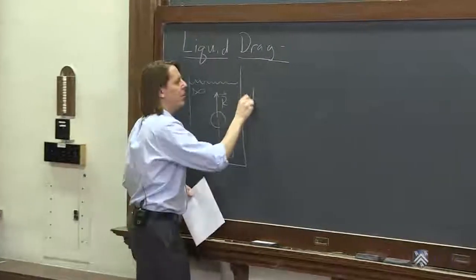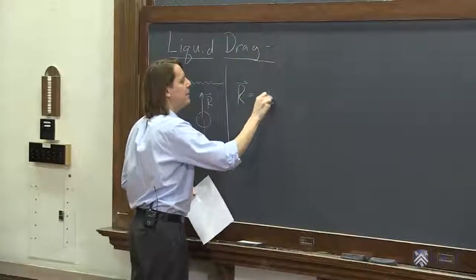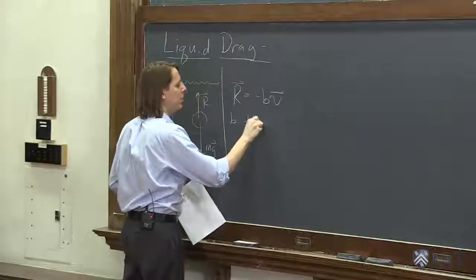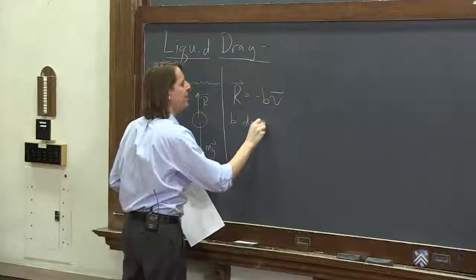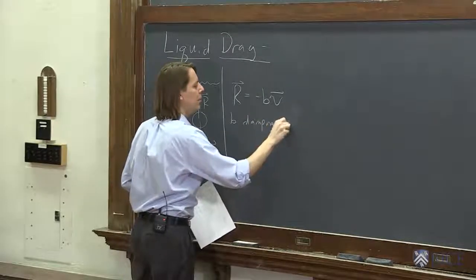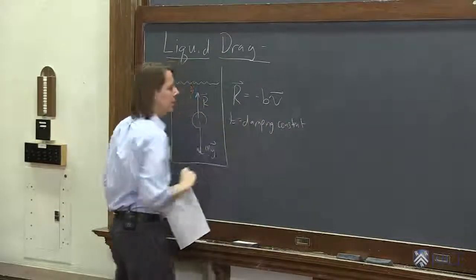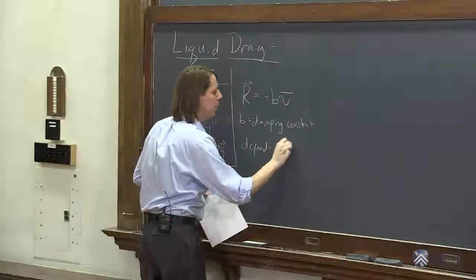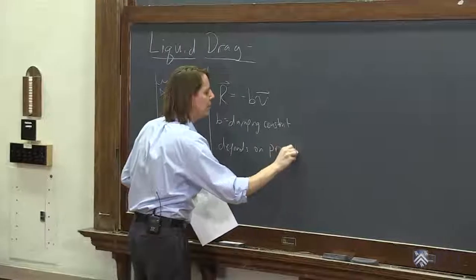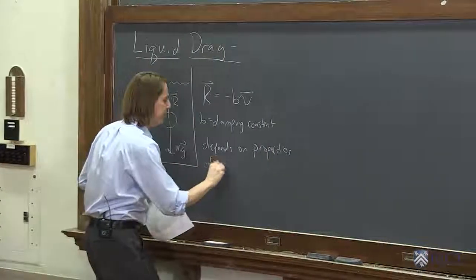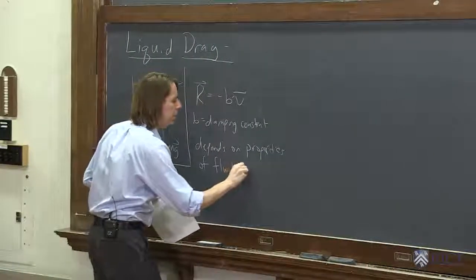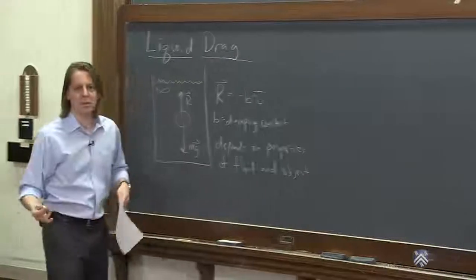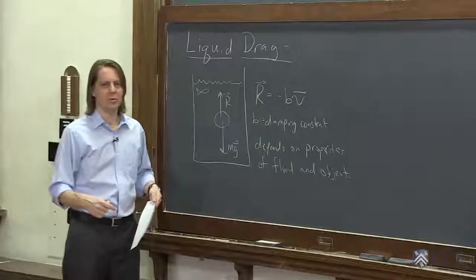In this case, though, r is minus b times v, where b is the damping constant, I'm sorry. It depends on the properties of the fluid and object. So it's not a simple thing we can calculate, it's a complicated parameter that you usually measure.